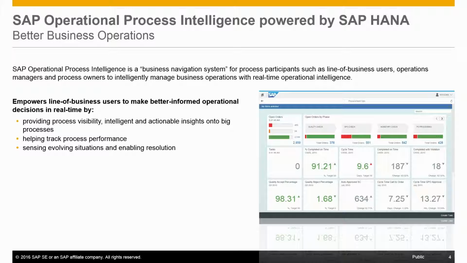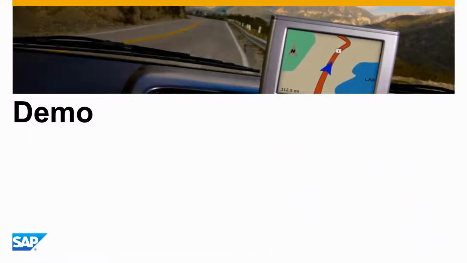Thirdly, and one of the most critical aspects, is sensing evolving situations and enabling resolution. So it's not only about gaining insights, but also taking action to resolve operational issues. All right, so this is the way Operational Process Intelligence enables better business operations. With this short overview, let me take you through a demo.